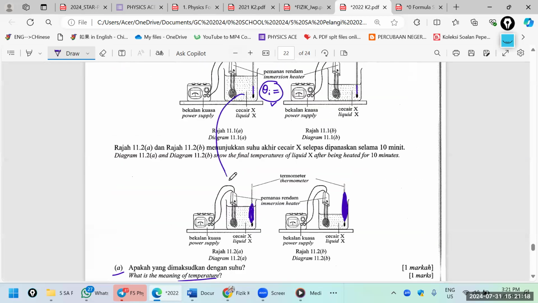Because you see temperature increase what? Increase more, increase less, also increase what, right?